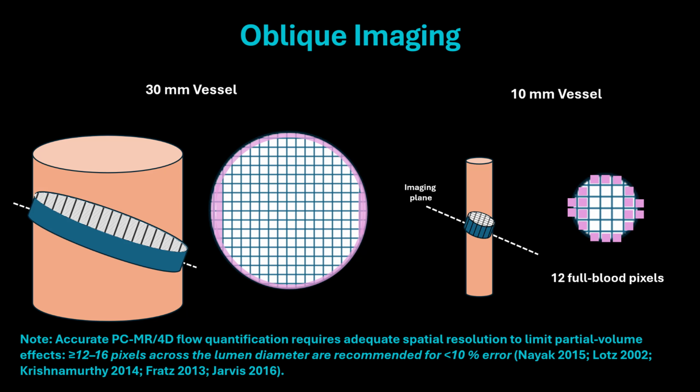So the practical takeaway is this. In large vessels, "not perfectly perpendicular" is often used to explain a flow value that doesn't make sense, even though obliquity is rarely the limiting factor. When flow looks off, look for other causes first, before blaming plane orientation.